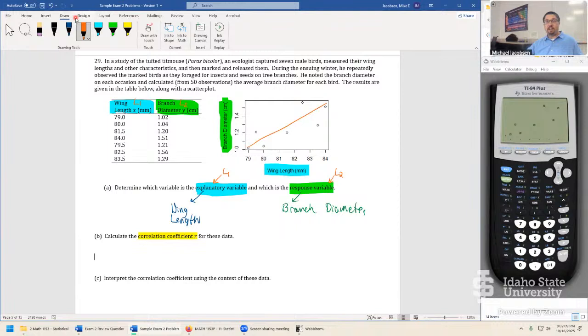So that's nice. It's rare to have such a nice check on the data that you imported, like just looking into the scatter plot in that way. The next thing we'll do is actually calculate the correlation coefficient. This is where you hit the stat key again, as if you're entering the data. Go over to calculate, and the option that we are using is all the way down on option 8.